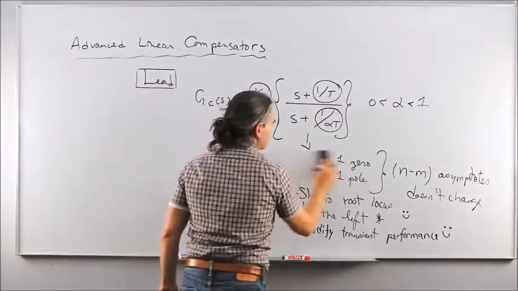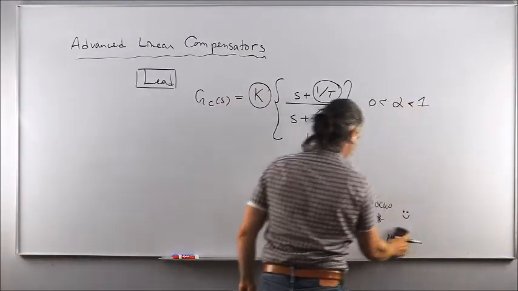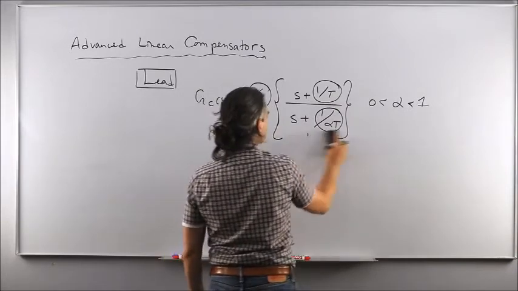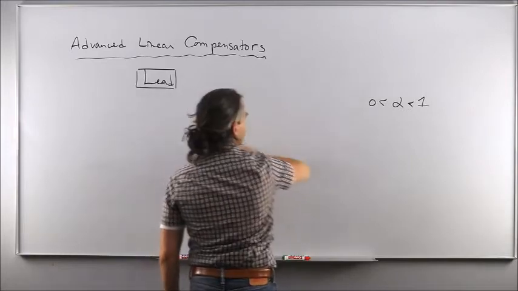So this is the lead compensator. It adds 1 pole, 1 zero. The pole is always further to the left to make sure that we pull our root locus further to the left and thereby improve the transient performance.